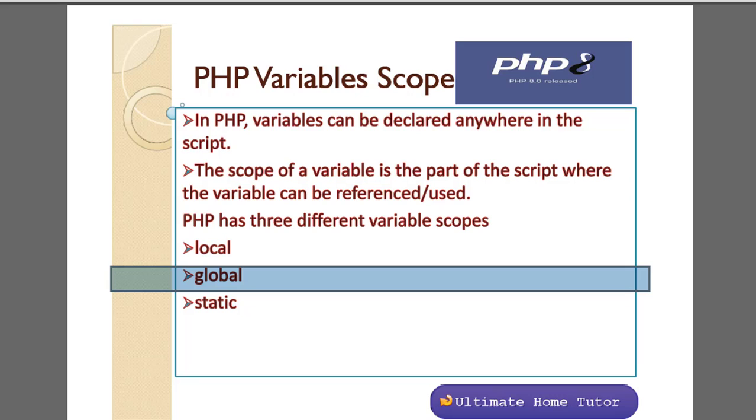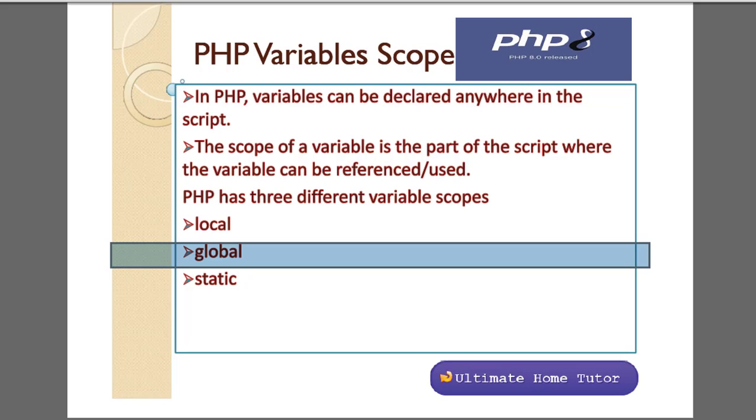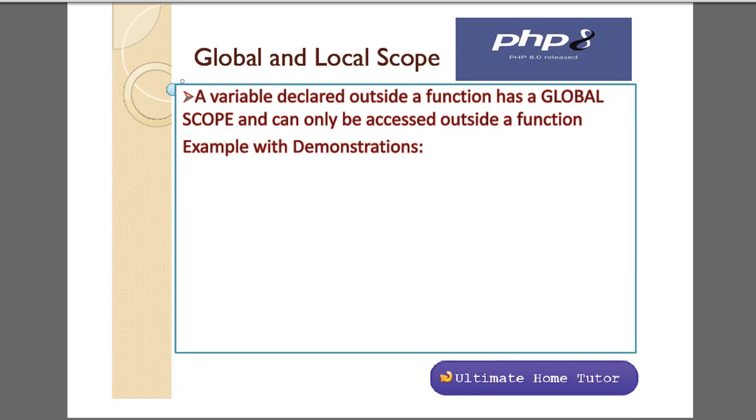Basically, we can write a PHP variable anywhere in the script, but there are three types of variable scope: global scope, local scope, and static. So these are the three scopes of a variable: local, global, and static. We'll discuss one by one what is local, global, and static with the help of examples, so you can understand in a better way. To start with, the global and local scope.